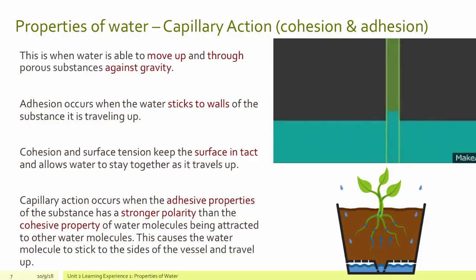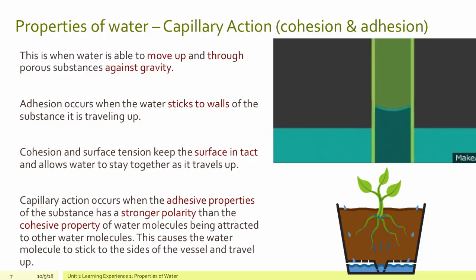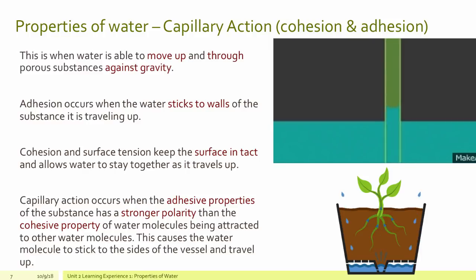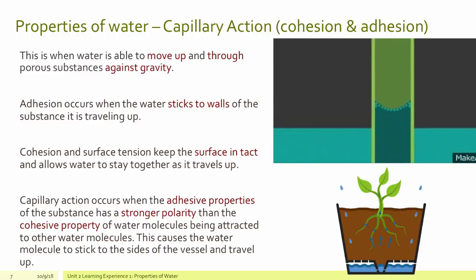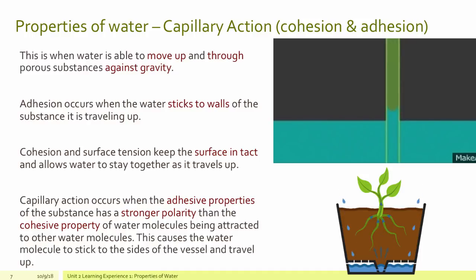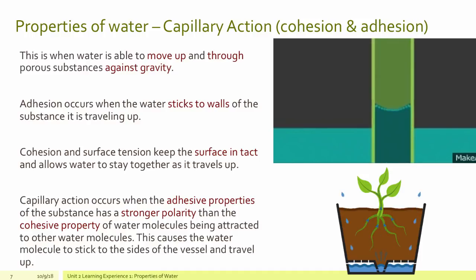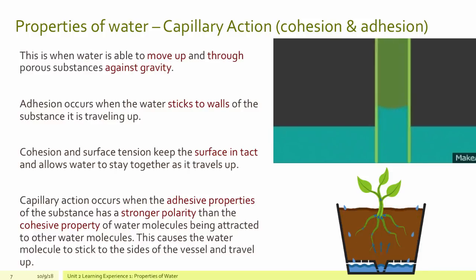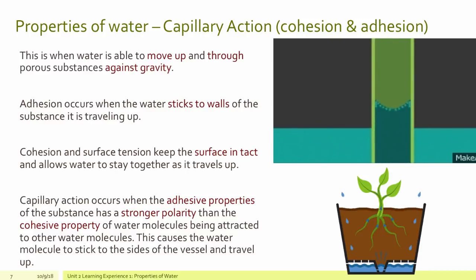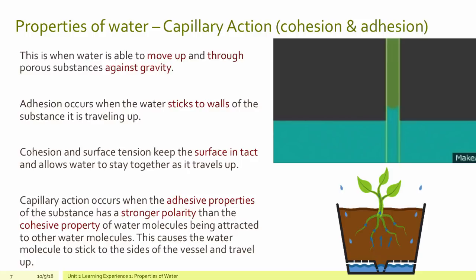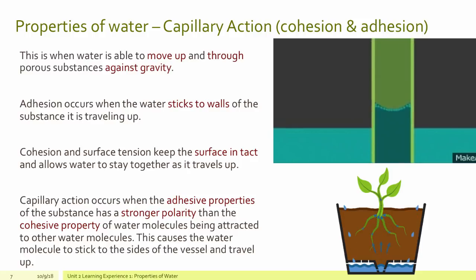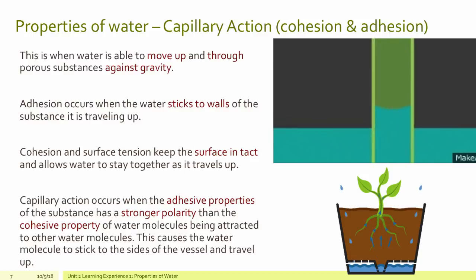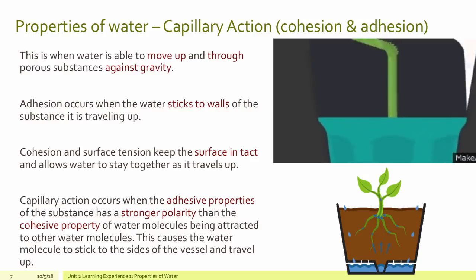Capillary action occurs when the adhesive properties of the substance have a stronger polarity than the cohesive property of the water molecules being attracted to itself. This causes the water to stick to the sides of the vessel or the porous material and then move up against gravity. We have an example of water moving up through a straw, and then we also have an example of water moving up through the roots of a plant, through the stem, and into the leaves. Both examples have water moving against gravity.